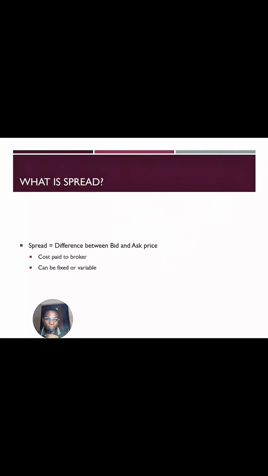We spoke about pip, lot, and spread. We are speaking about the terminologies of the market. When I say spread, spread is the difference between the bid and the ask price. Someone will say, what is spread? Spread is the cost paid to a broker.